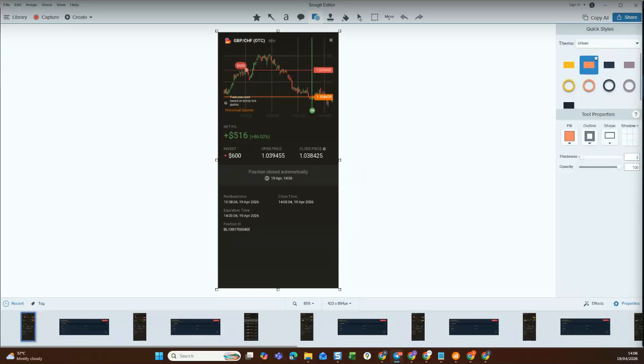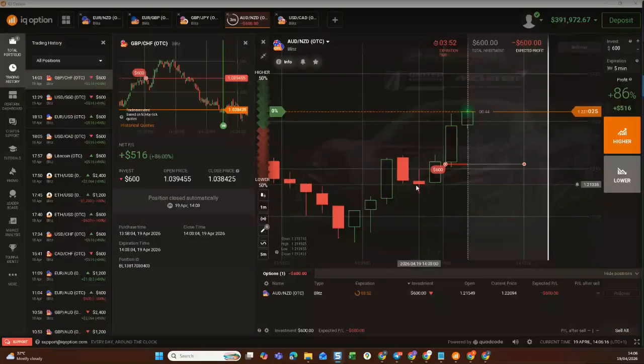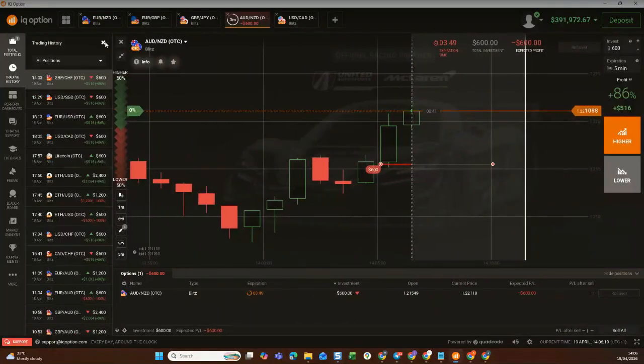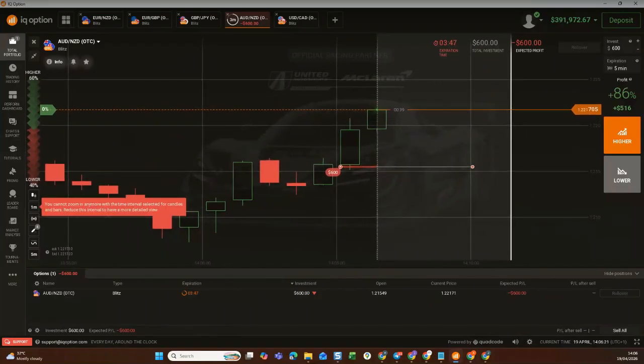516 made on this first signal. Let's keep going. We have the second signal running right now, and we have about 3 minutes to go.